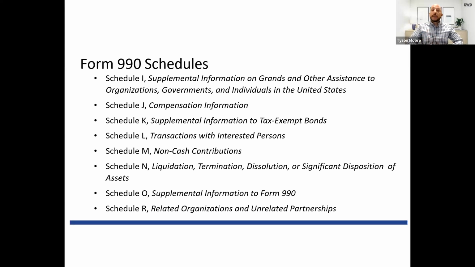Here's a list of the remaining schedules. Again, it really depends on the activities that you have. Do you have tax-exempt bonds? Do you have non-cash items? If you have these different types of transactions, you may have to file different schedules. Another one on here is Schedule O. Most organizations are going to have to file that, and this is basically an opportunity to provide additional information about what is reported on the core form of the 990. We'll talk about Schedule O in a little more detail later.